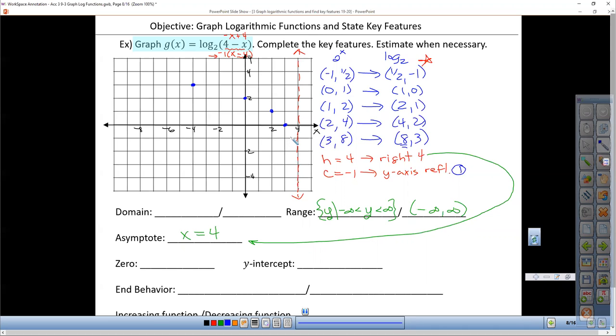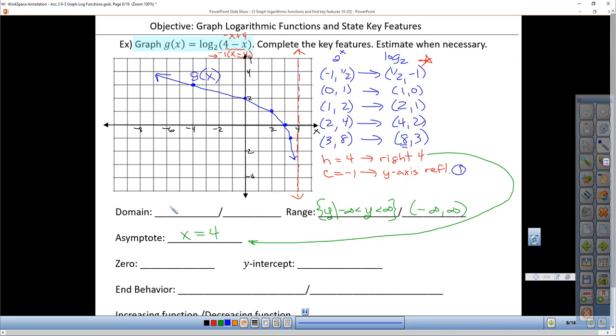1, 2, 3, 4. So our curve on the right end this time is heading down towards our asymptote, and then it's curving up to the left through the other points like so.